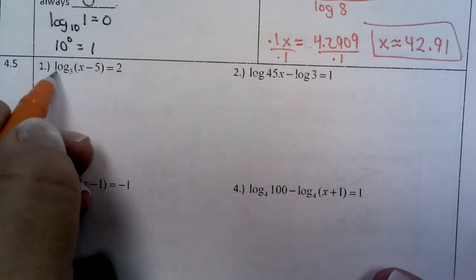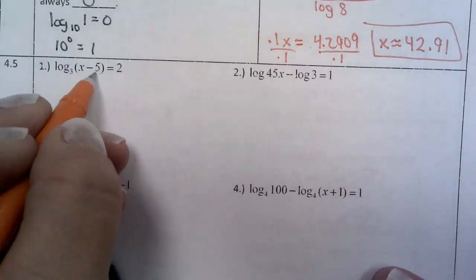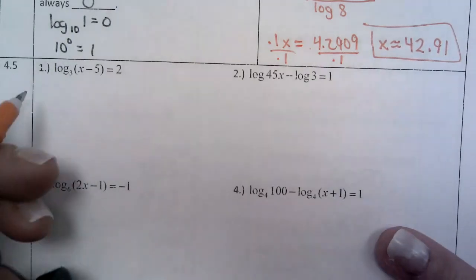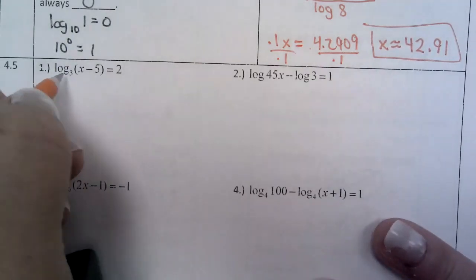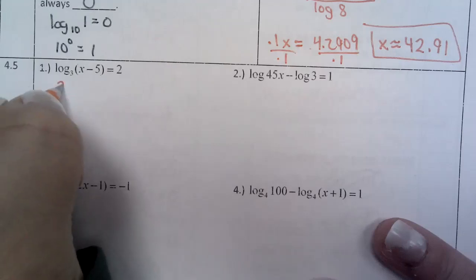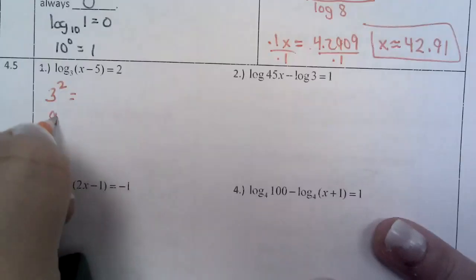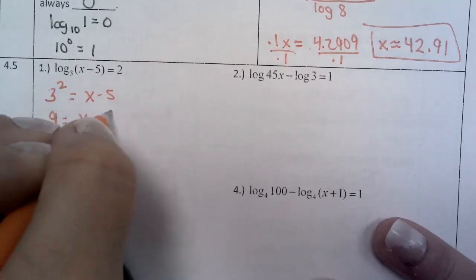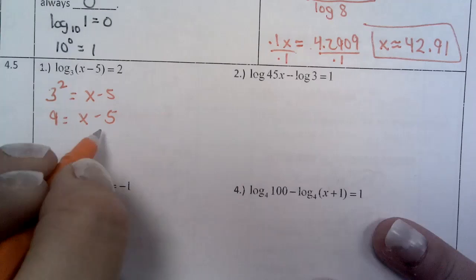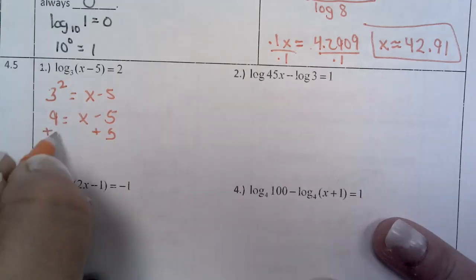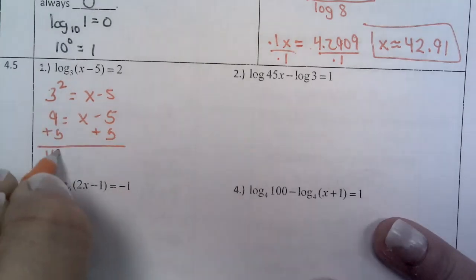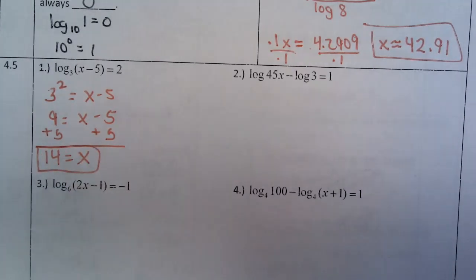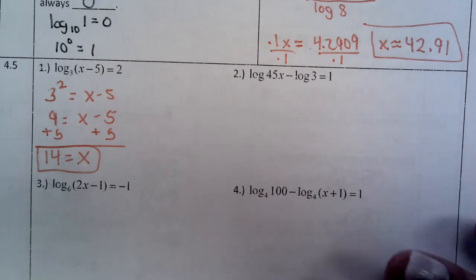So let's go ahead and do log base 3 of x minus 5 equals 2. I'm going to rewrite this as an exponent, because I know that 3 squared is 9. So now I have 9 equals x minus 5, and I'm going to add 5 to both sides, and I get 14 equals x. So that one wasn't so bad, but I had to rewrite it as an exponent.